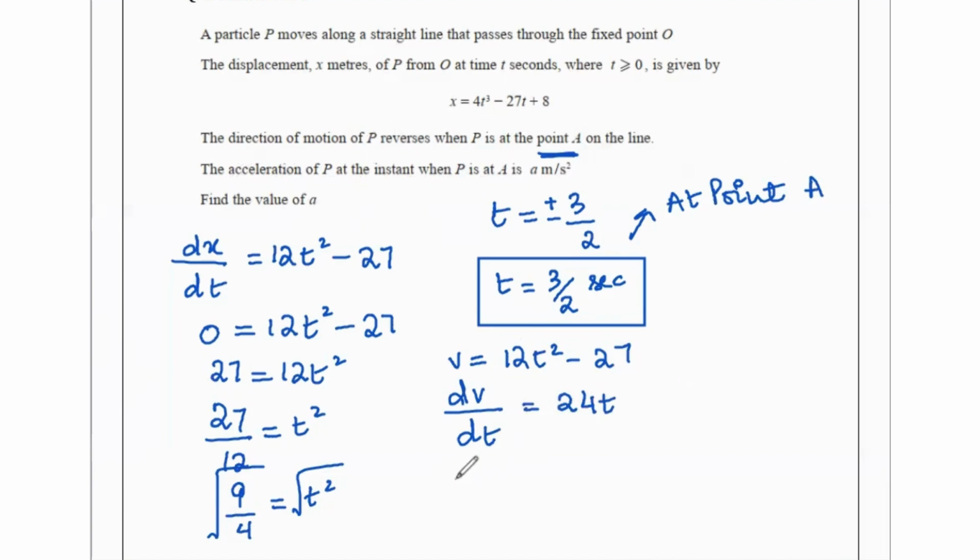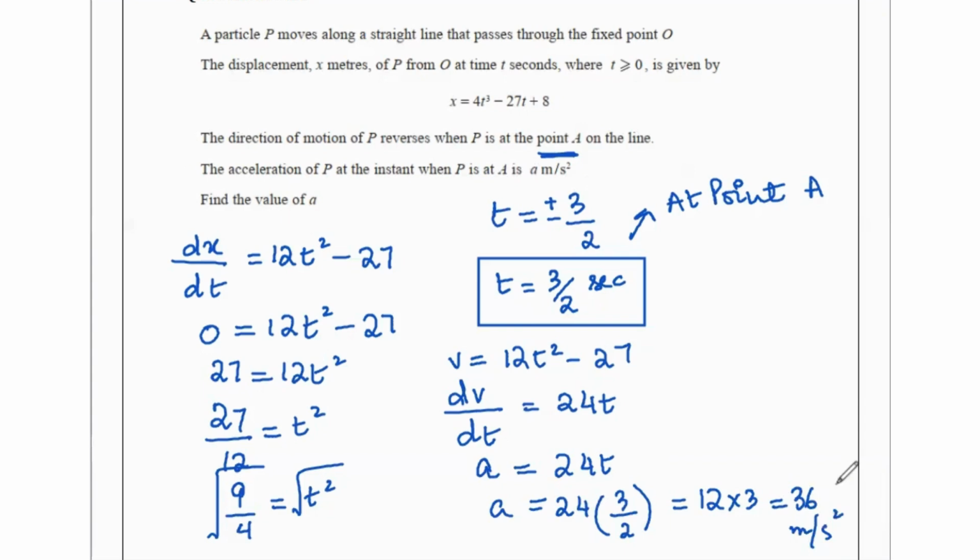Now this is our acceleration. So they're saying that a, which is the acceleration at this point, is 24t. Time at this point is 3 over 2. So a equals 24 times 3 over 2. 24 divided by 2 is 12. 12 times 3 is 36 meter per second squared. This is the value of a at the point A, where the motion is reversing for the particle P.